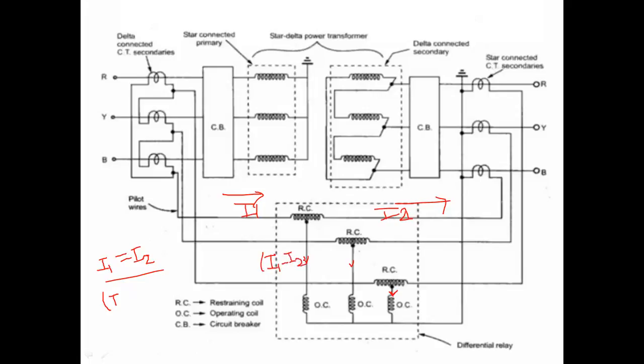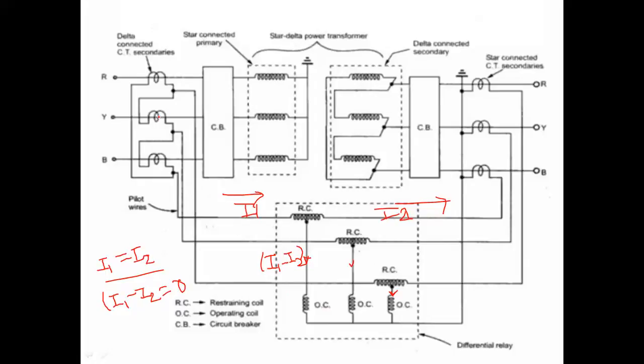So if the current I1 is equal to I2, then what is the value of current flowing through this operating coil? If I1 is equal to I2, then I1 minus I2 is equal to 0, right? It is equal to 0, which means zero current will flow through this operating coil. If the current is not flowing through the operating coil, it means that your relay is healthy, and there is no fault.